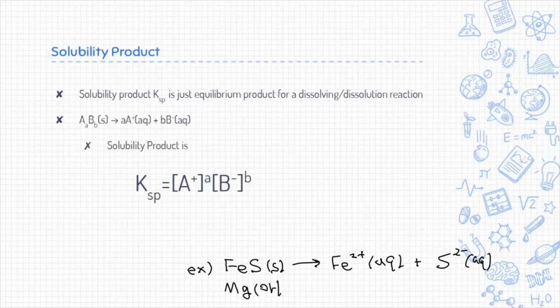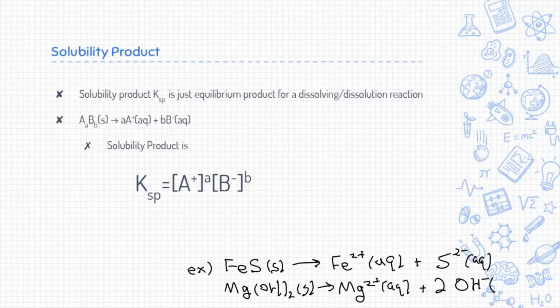And here, as Kwan is writing, an example of this would be iron sulfide dissolving into an iron ion and a sulfide ion. So for that, Ksp would be the concentration of the iron ion times the concentration of the sulfide ion.